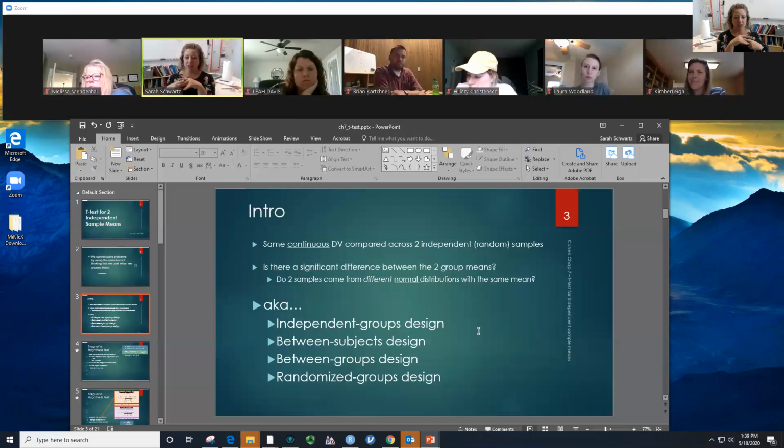Now, this is also called an independent groups t-test, a between subjects design, a between groups design, or a randomized group design. Those all are the same mathematical model. We have two groups where they're independent or different. There's something different between the subjects or the groups.